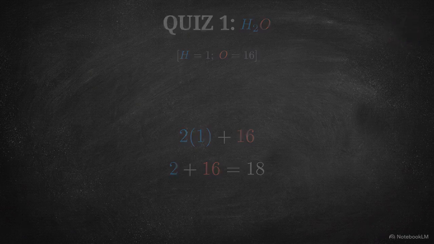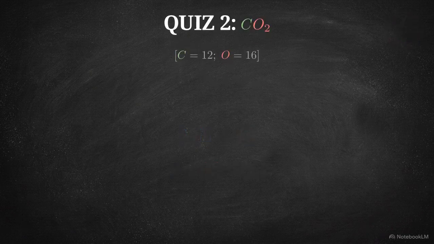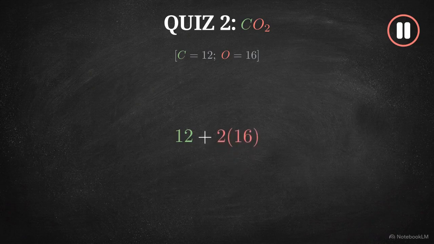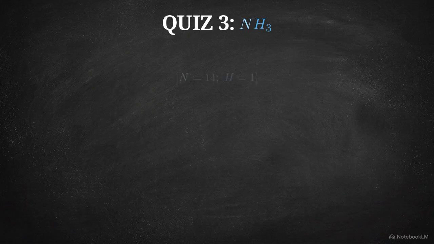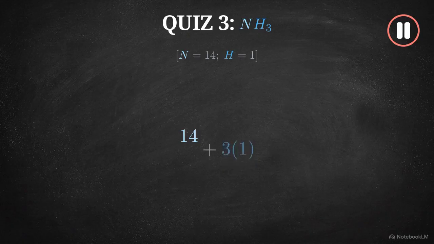Next up, try carbon dioxide, CO₂. Pause and solve. We catch that hidden 1 on the carbon, so that's 12. Then we add 2 oxygen atoms multiplied by 16. 12 plus 32 equals 44. Last one. Let's find the mass of ammonia, NH₃. Nitrogen is 14, hydrogen is 1. Pause to solve. 1 nitrogen atom is 14, plus 3 hydrogen atoms at 1 each. 14 plus 3 equals 17.